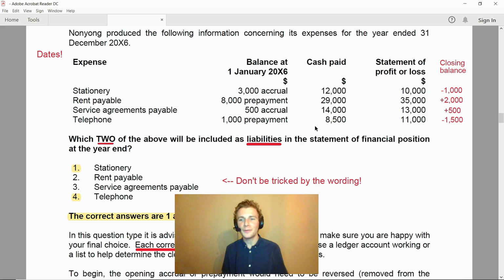So just remember those figures on the side there. We've got 1,000 for an accrual. We've got 2,000 in terms of a prepayment, 500 for another prepayment, and a 1,500 accrual.